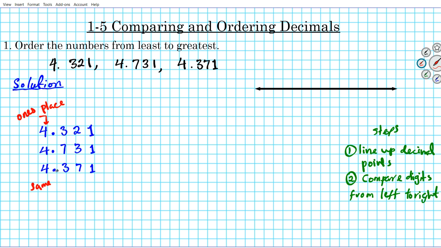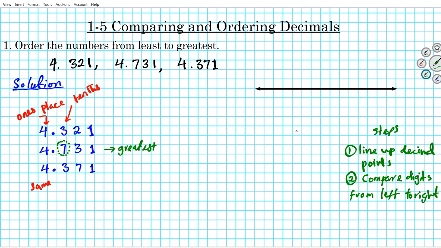So that doesn't really help us. We're going to advance to the next place value, which is the tenths place. Remember, we're going from left to right. Now compare 3, 7, 3. Which one is the biggest? The biggest is 7. Since this is the biggest, that automatically tells us that this number is the greatest.